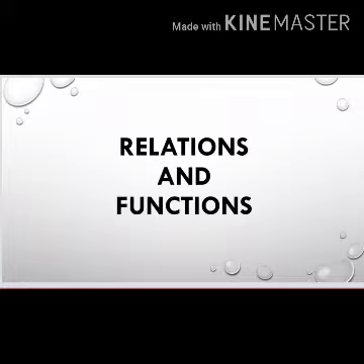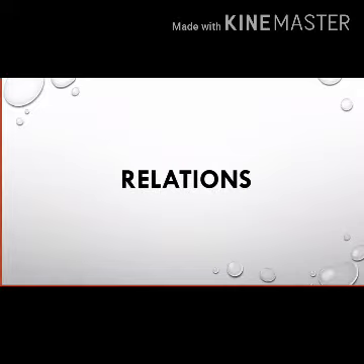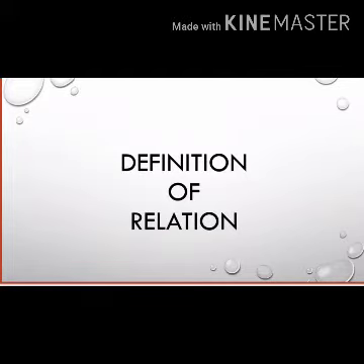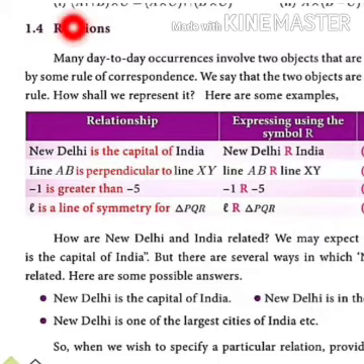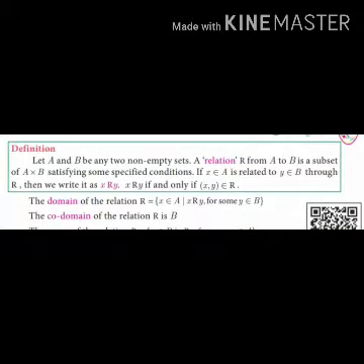We have already discussed about the Cartesian product of A cross B. Now, let me introduce a new topic, relations. Definition of relation. In your book, the topic relations is given in page number 6. Definition of relation is given in page number 7 and the definition is given in the rectangular box.